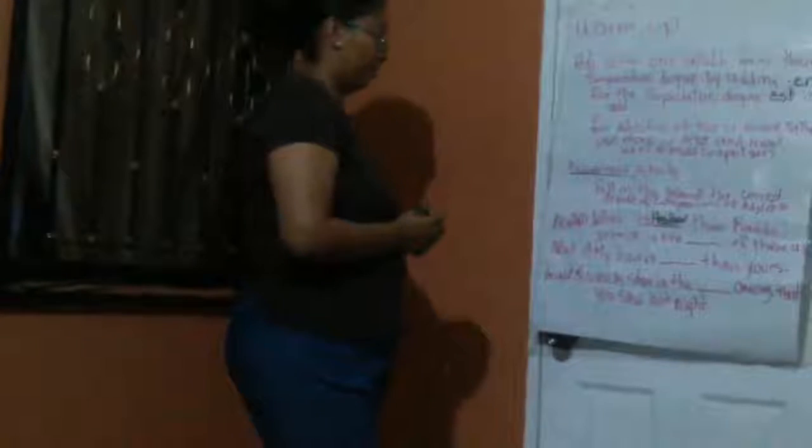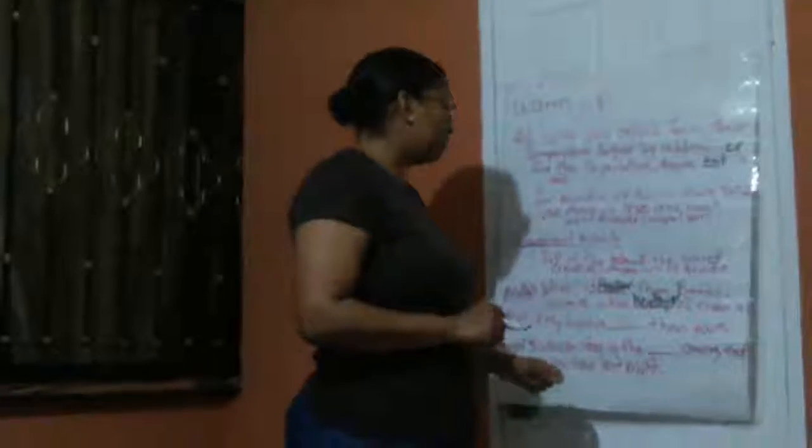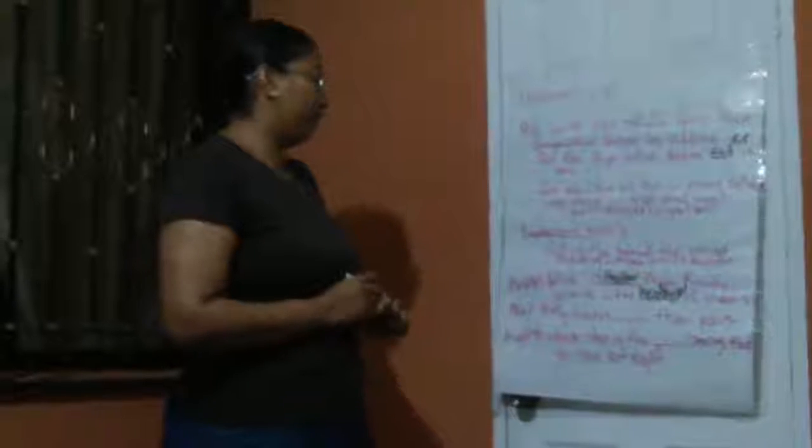And what about Jasmine is the blank of them all. What will be the answer? Healthiest. Repeat. Healthiest. So Jasmine is the healthiest of them all. And now we have my hair is. What will be the correct form? My hair is neater than yours.